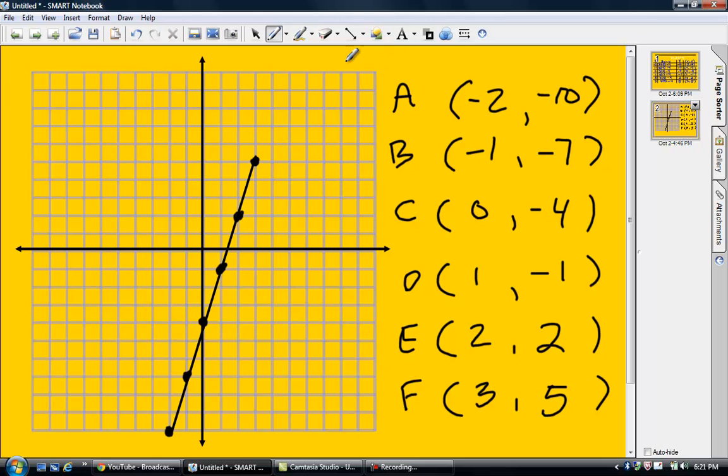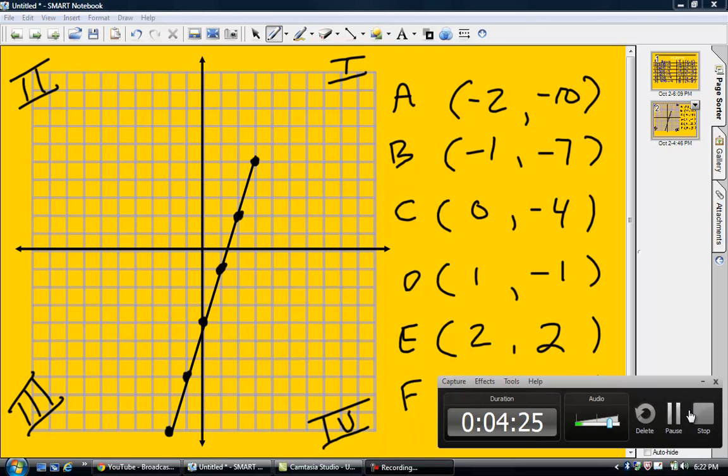It's a good thing to know your quadrants. Remember, positive, positive over there. Negative, positive in quadrant 2. Both numbers are negative in 3. In quadrant 4, it's positive, negative. Good luck with your tables and your graphing.